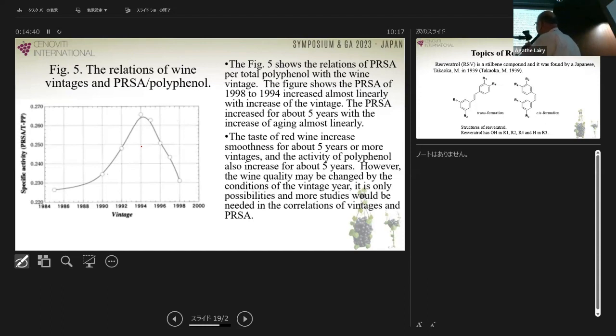The taste of red wine increases in smoothness, becoming a good taste at 5 years or more of vintage, and the activity of polyphenol also increased for about 5 years. However, this wine is made in each year, so it's not the same condition. So more research is needed on the correlation of vintage and PRSA. But the activity is increased by aging.